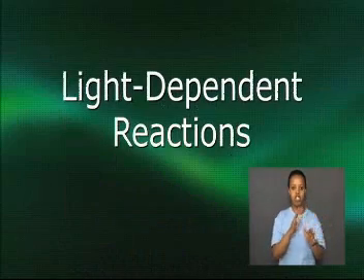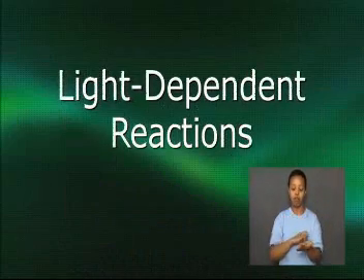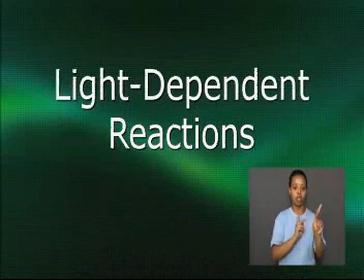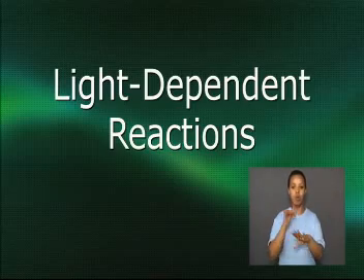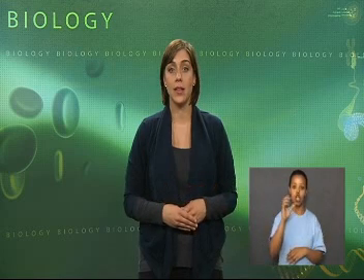Light-dependent reactions happen during the process of photosynthesis and, as their name implies, are dependent on light. Light energy is absorbed by photosensitive pigments, such as chlorophyll, in chloroplasts. Students, as a review, can you please explain what chlorophyll is? Write your answers on a piece of notebook paper.